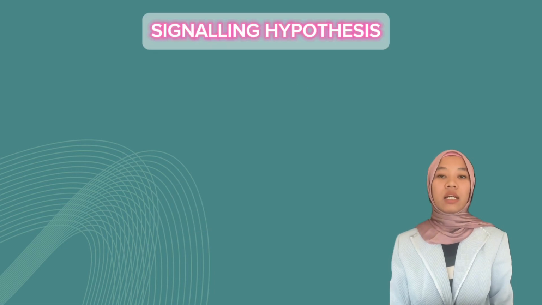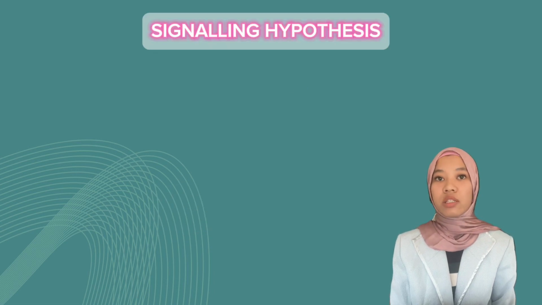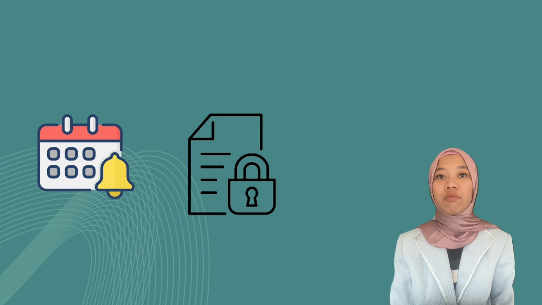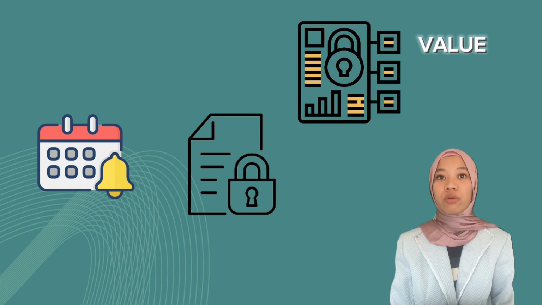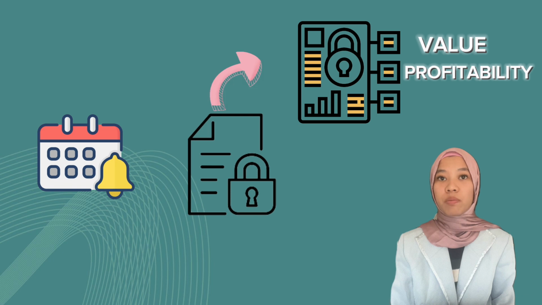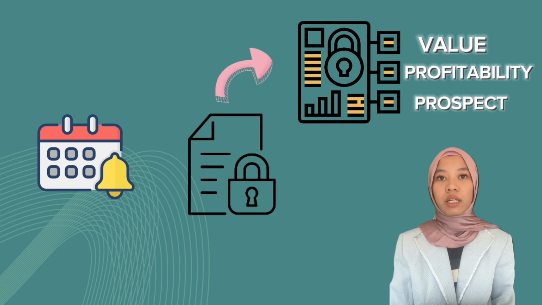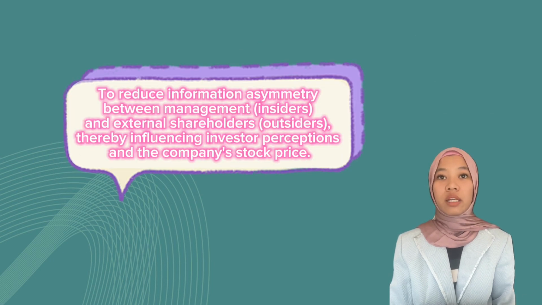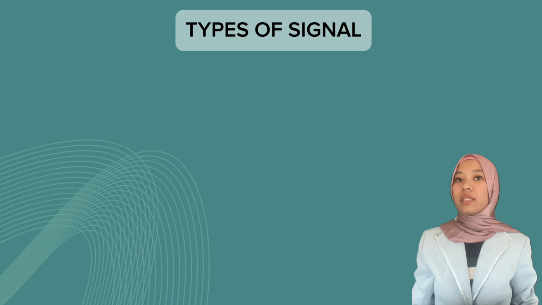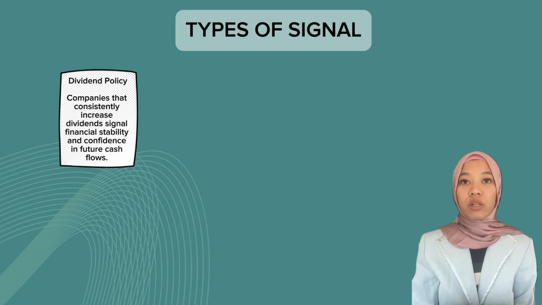Now, signaling hypothesis. The signaling hypothesis suggests that companies use certain financial actions or signals to convey private information about their true value, profitability, or future prospects to investors and the market. These signals are intended to reduce information asymmetry between management and external shareholders, thereby influencing investor perception and the company's stock price. And the types of signal are dividend policy.